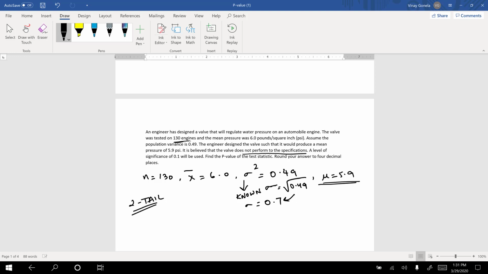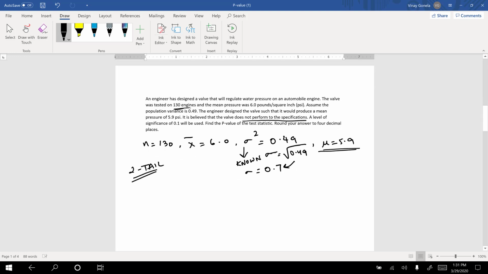So let me write our hypothesis. The first step of hypothesis testing is to define hypothesis.